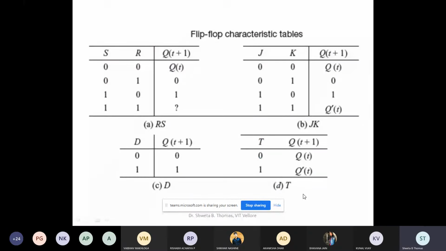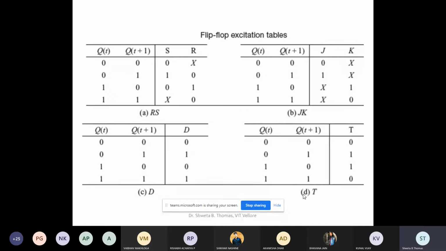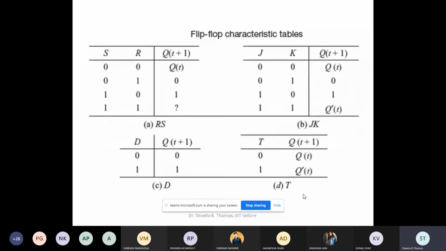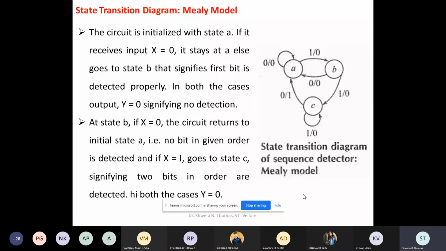Yeah. So we have done till this in yesterday's class. I asked you to note down this excitation table because this will be required for solving the problem. So we have prepared this state transition diagram by both Moore and Mealy law. We detected the bit sequence 0, 1, 1.